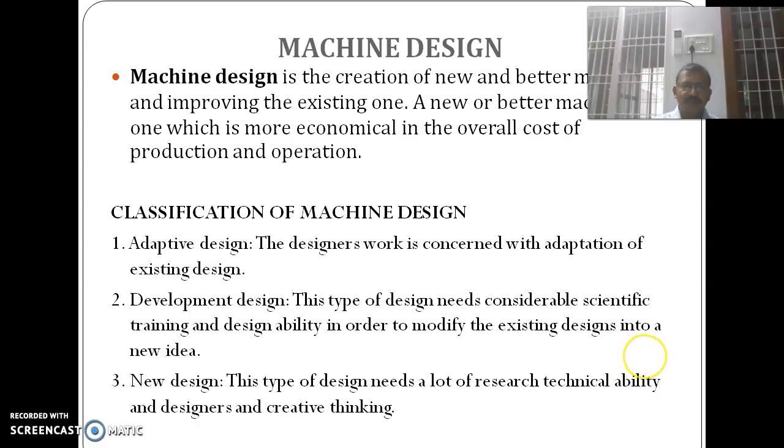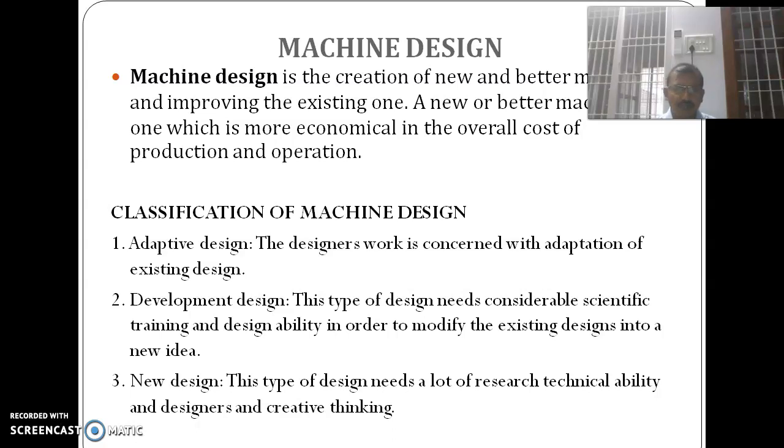So in this subject, design of machine elements, we are going to study different types of machine elements like flywheel, crankshaft, connecting rod, joints, and bearings. So these are all the machine elements or machine members, and we have to design the machine members. We have to make a design for the machine members according to our requirement. Machine design is the creation of new and better machines and improving the existing ones.